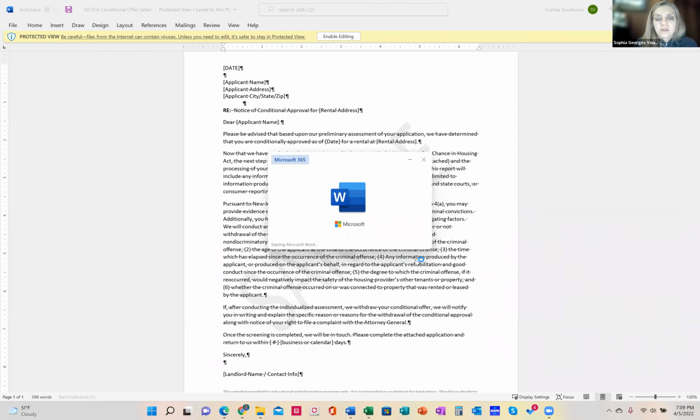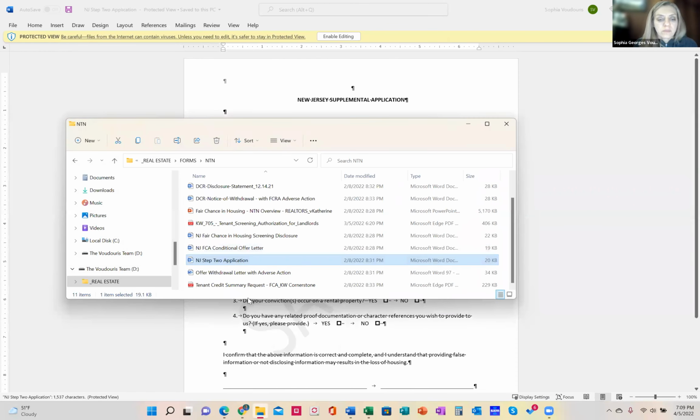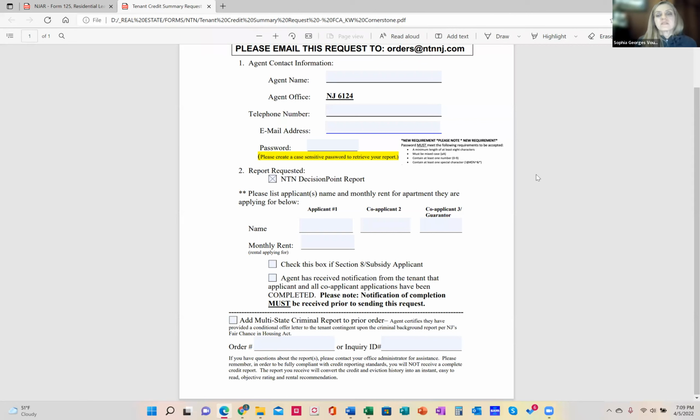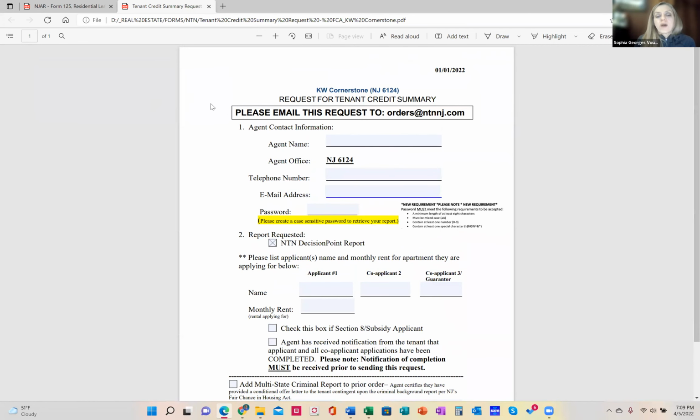I want to show you guys the form. This is the form when you are requesting the report from NTN. After the tenant says, okay, we filled it out, then you fill in your name, your phone number, your email address, and the password. This is the password you fill out every single time so you can retrieve the report. When NTN emails you back saying the decision point report is ready, you log in with your email and the password you provided to them.